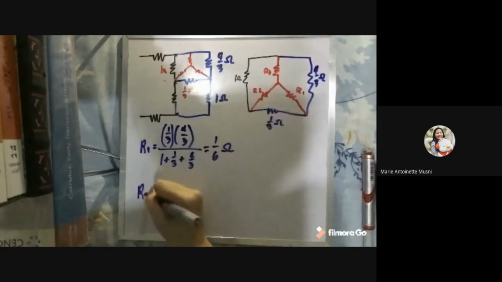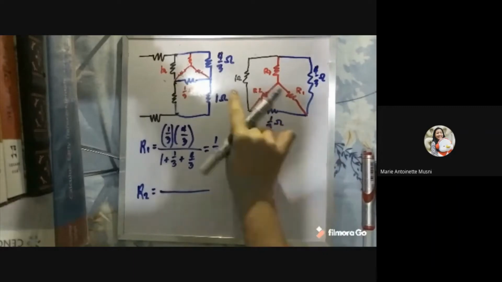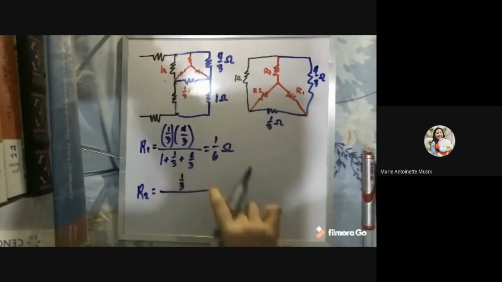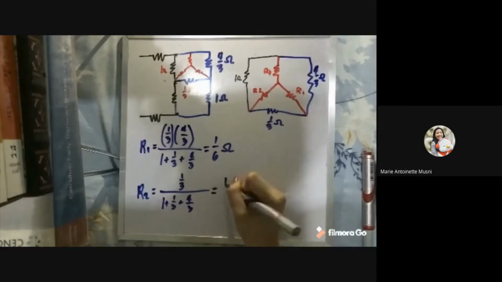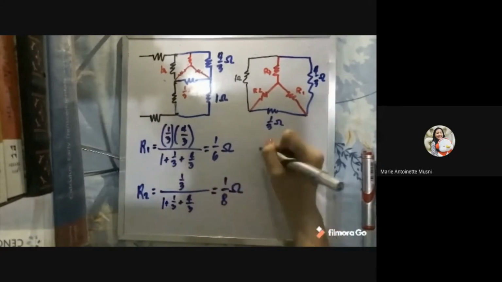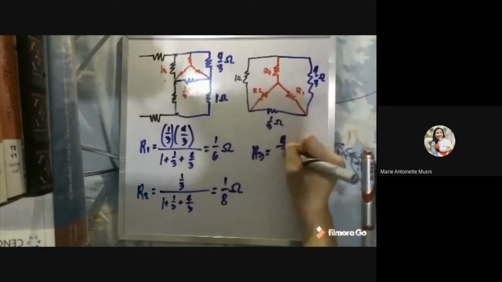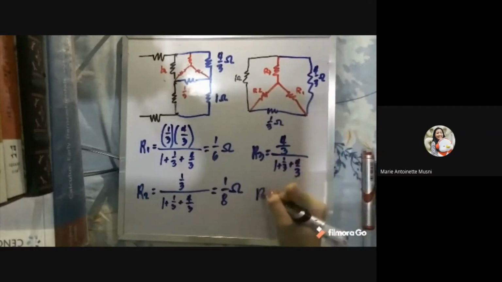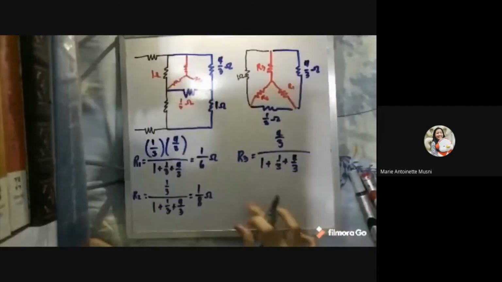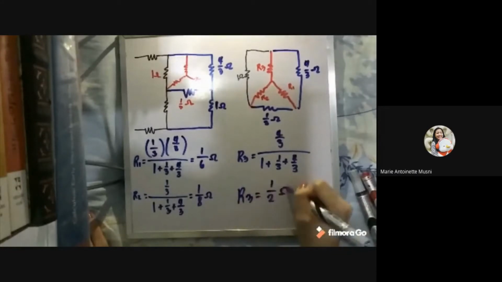And for R2, we apply the same procedure, which is adjacent times adjacent, so we're just going to have 1/3, and we're going to get the sum of these surrounding resistances. That's going to give us a value of 1/8 ohms. And finally, for R3, adjacent times adjacent, 4/3, all over 1 plus 1/3 plus 4/3. So for R3, we're going to have a value of 1/2 ohms.